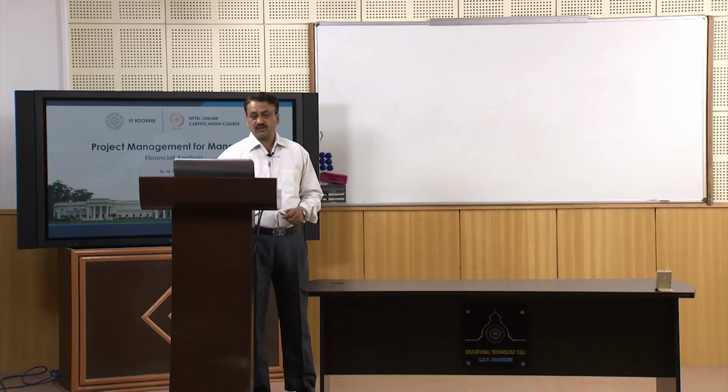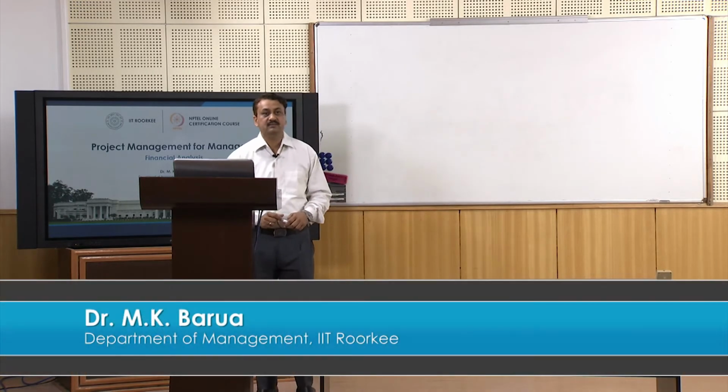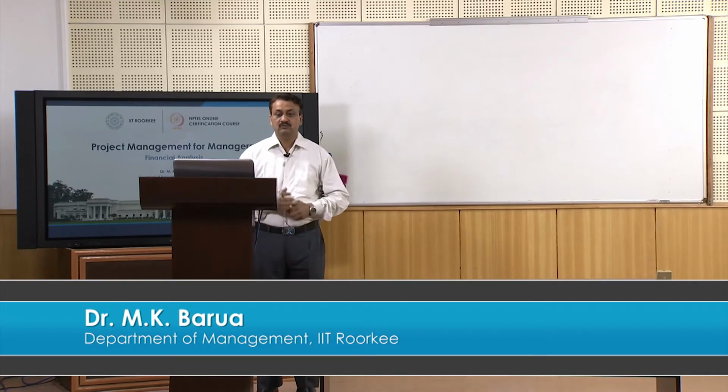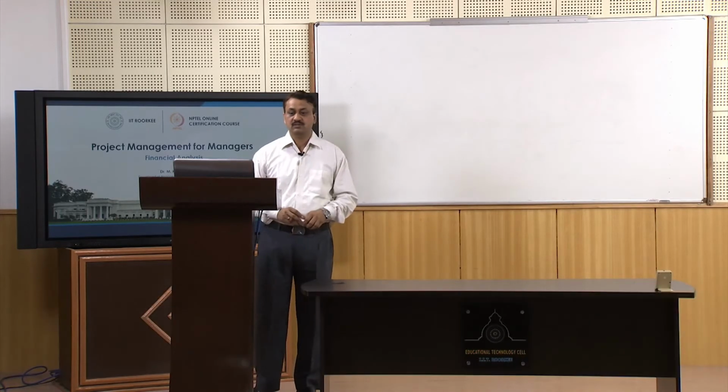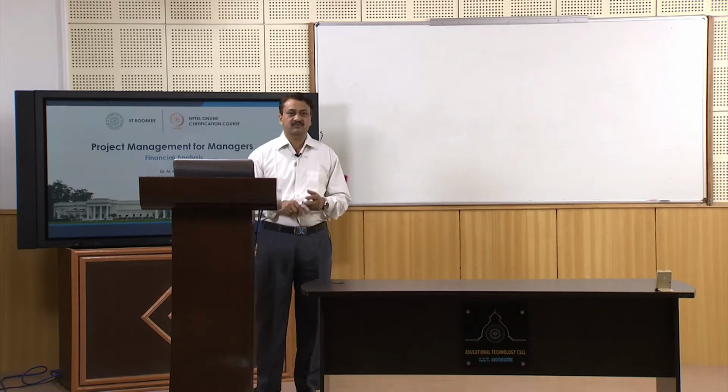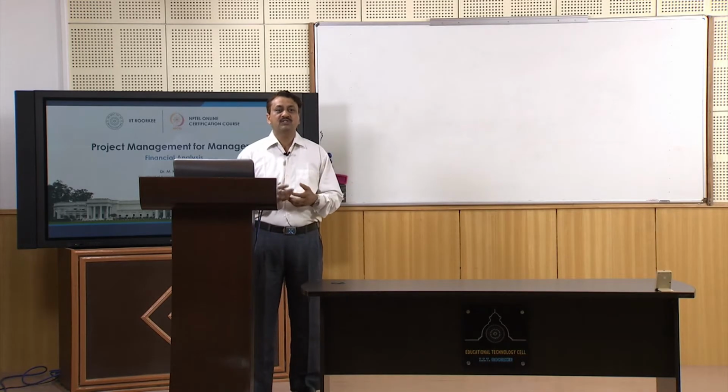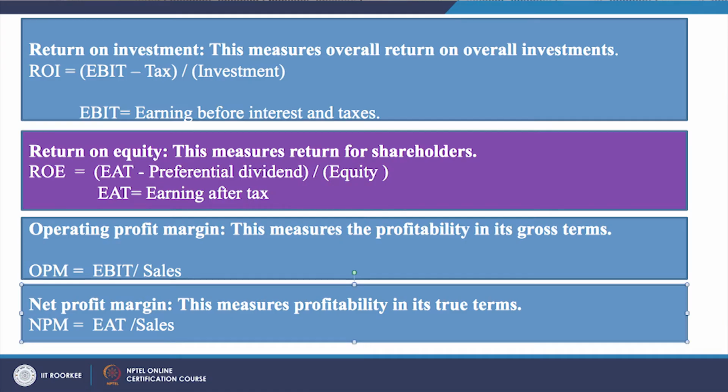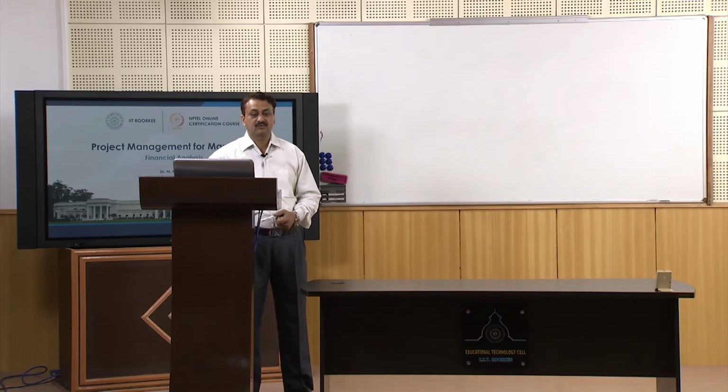First of all, let us look at ratio analysis. We will quickly go through 4 different types of ratios. There is something called return on investment. It's very simple, right? How much you are getting in returns on your investments. So, this is overall return on overall investment. How to calculate ROI? It's very simple: earning before interest and tax minus tax, divided by whatever is your investment. So, this is return on investment.